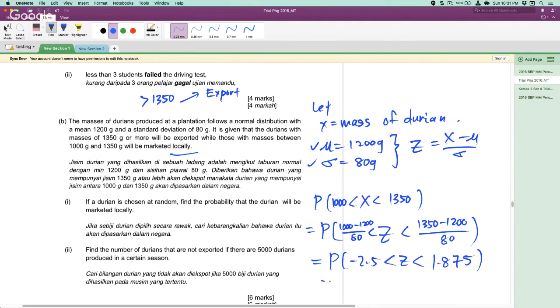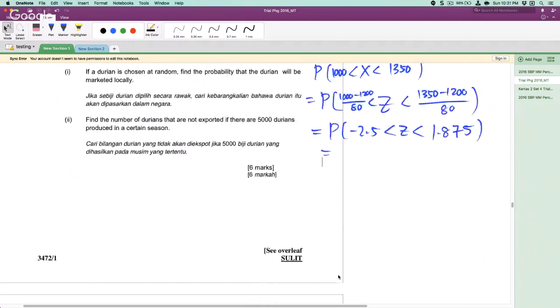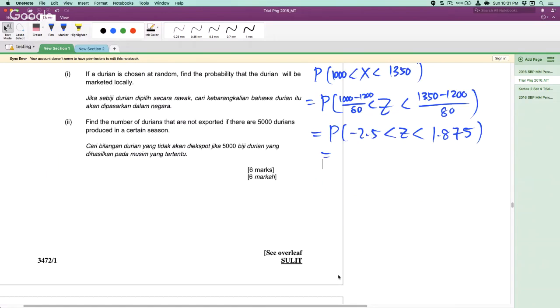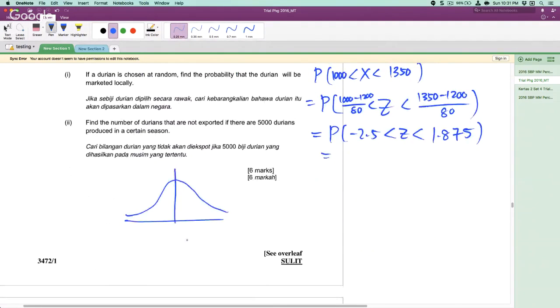Okay, so then what you need to do is solve the bell-shaped diagram for this one. Negative 2.5, I say somewhere over here, and 1.875. So this will be the area between. This is the probability you need to find. You should understand there's no way you can straight away find the exact value from the table. So the logic is you use 1 minus these two parts. I'm going to call this part A and this part B.